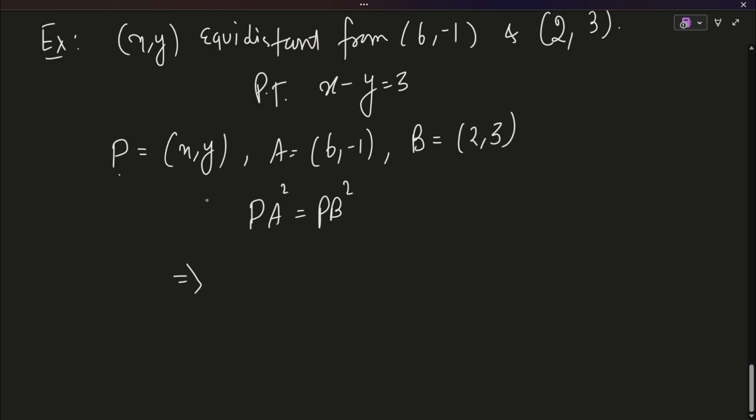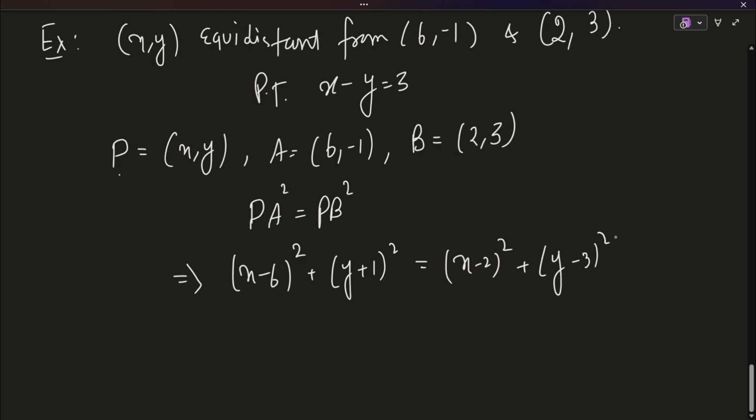We can directly write it. PA square is x minus 6 whole square plus y plus 1 whole square. Remember that y minus of minus 1 is y plus 1. We are taking the difference of the y coordinates here. Again, PB squared then should be x minus 2 whole squared plus y minus 3 whole squared.